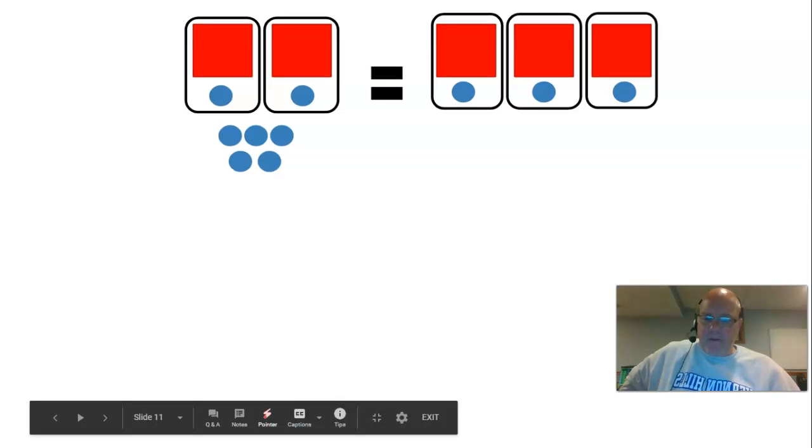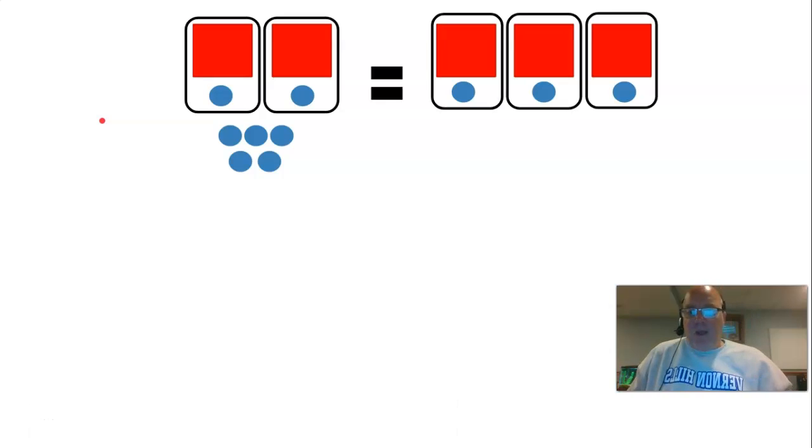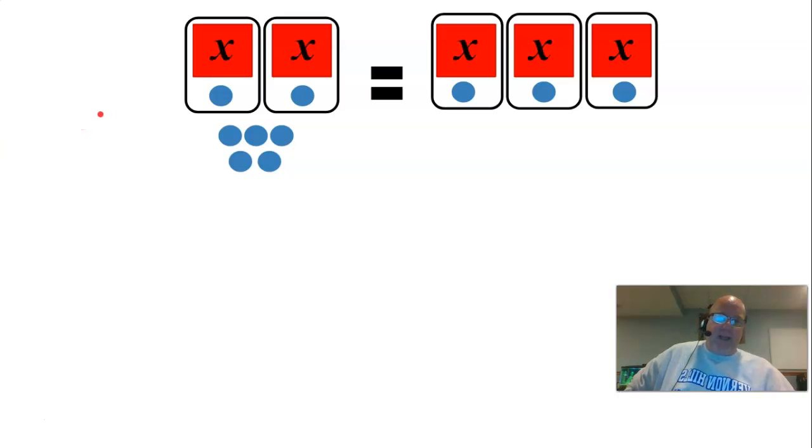Okay, so let's walk you through an example here so you can see what this looks like in action. I got a visual here again. I got the left-hand side and I got the right-hand side, and we see the equal sign, so we know the number of blue circles on this side is exactly the same as the number of blue circles on the right-hand side.